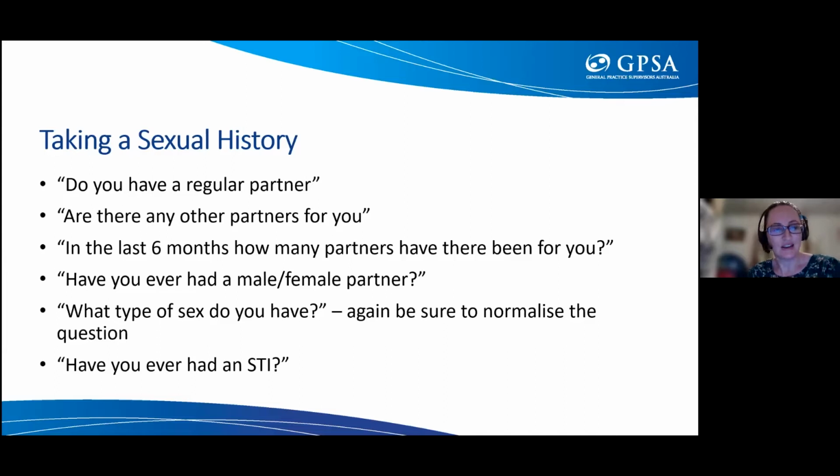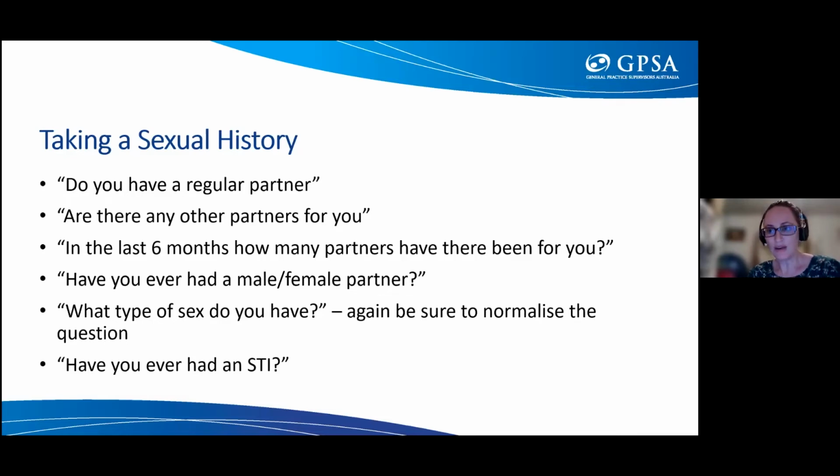So questions like, are there any other partners for you? And then quantifying in the last 6 months, how many partners have there been for you? Because that's important when we're thinking about our contact tracing. And then how recent is the most recent sexual contact, particularly important for window periods, which I'll talk a bit more about as we move along.